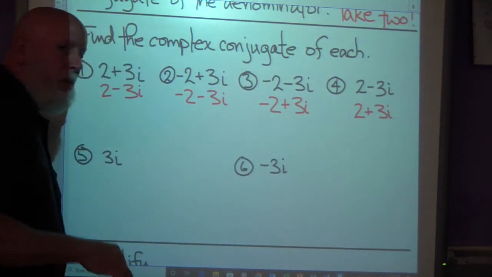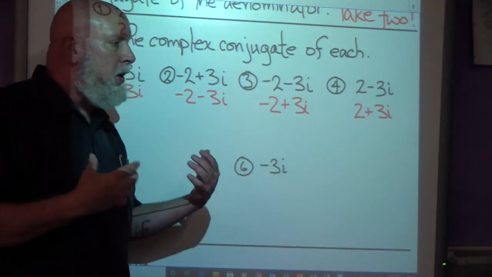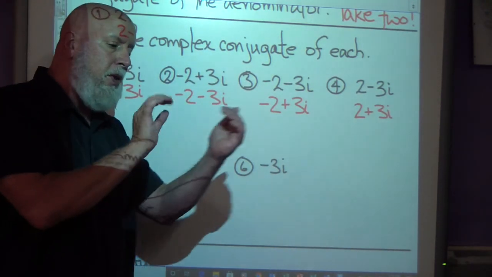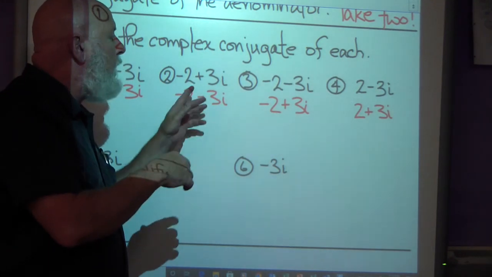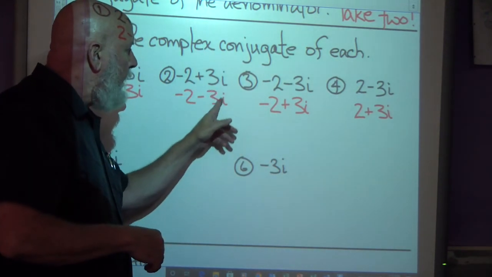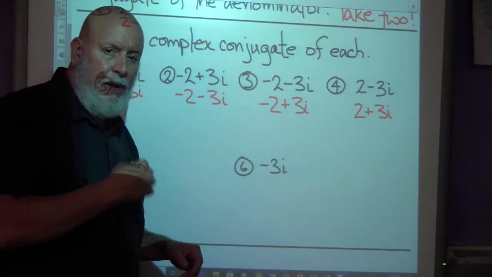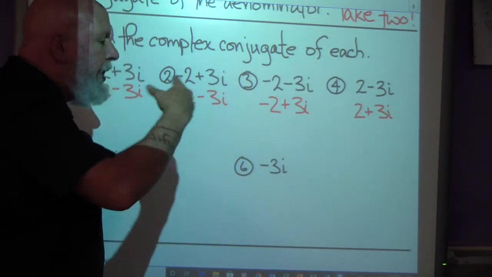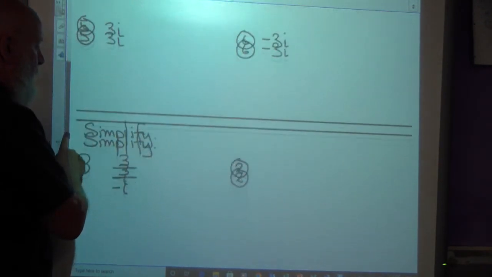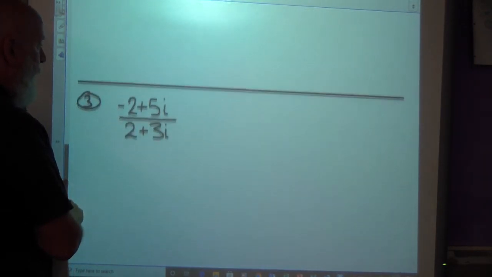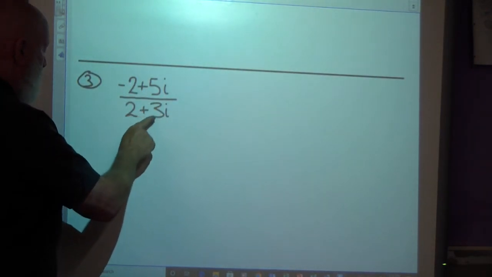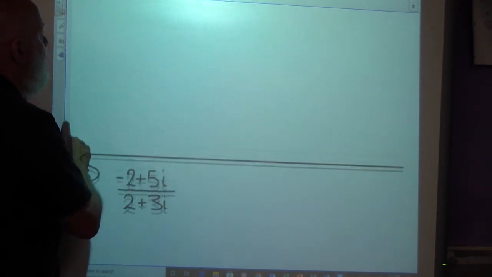Now what we're going to be using this for is if you multiply complex conjugates together using FOIL, all of our i's disappear. We won't have any i terms left, and that's what we're going to try to do in the bottom of our fractions. In the bottom of the fractions we're going to be dealing with, we will have i's, and we want to get rid of them.